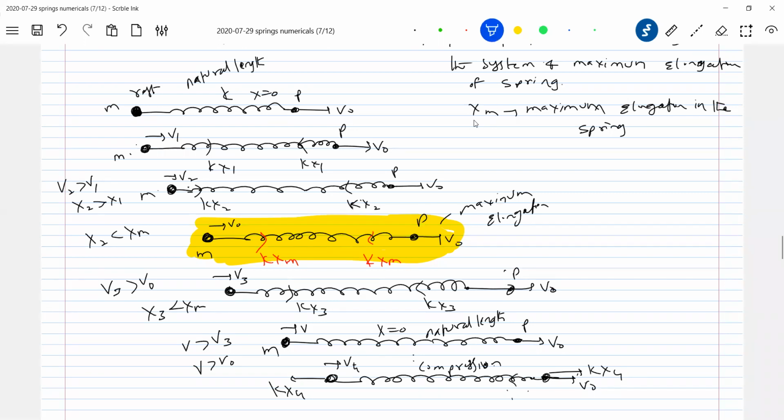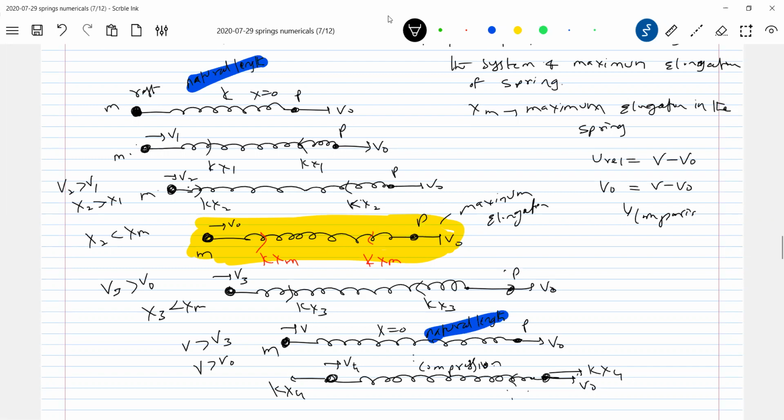So at natural length, look at that blue color one. What is the relative speed of the spring? It must be V naught. So the relative speed is V minus V naught, and that should be equal to V naught only, comparing the state of the spring at natural length. So what is V equal to? 2V naught.